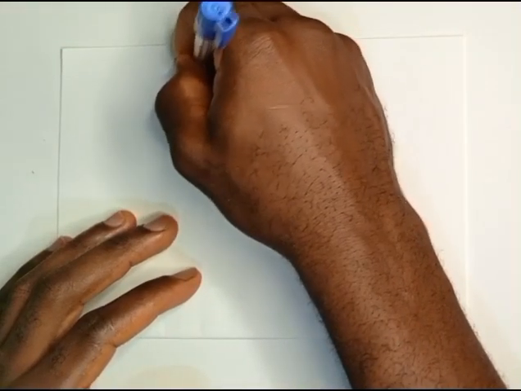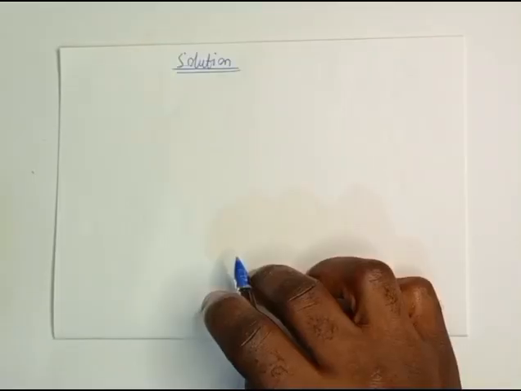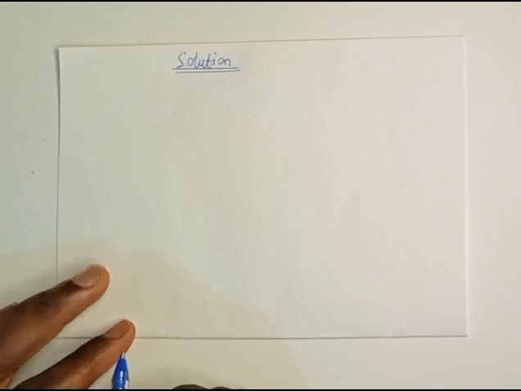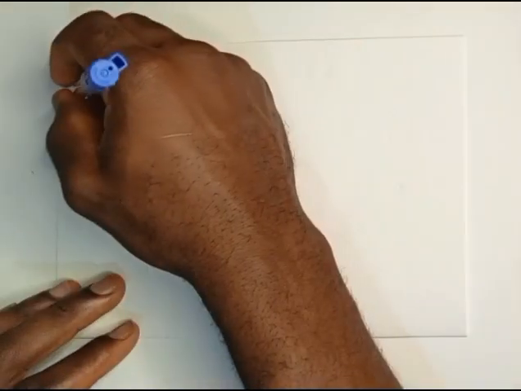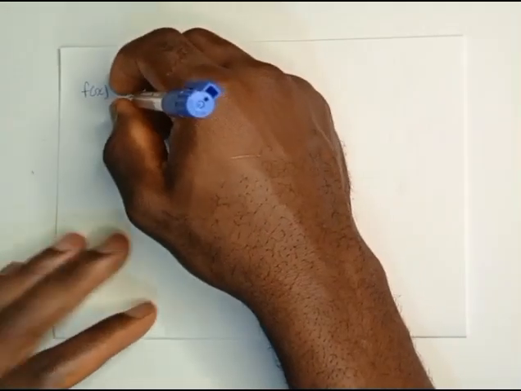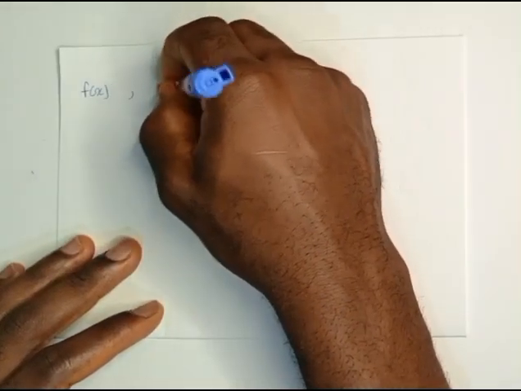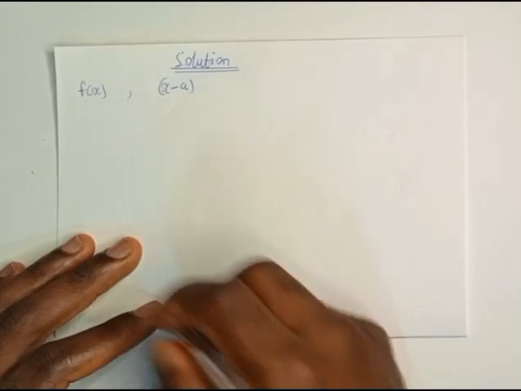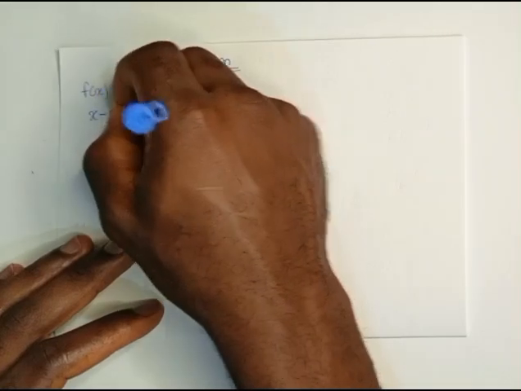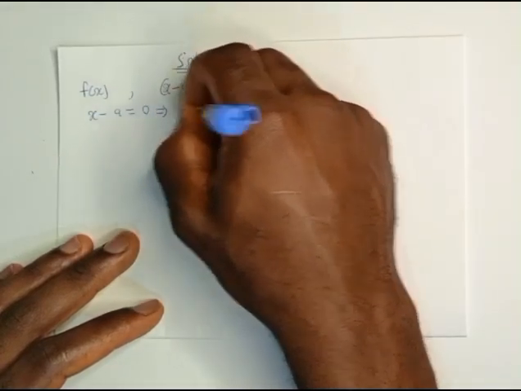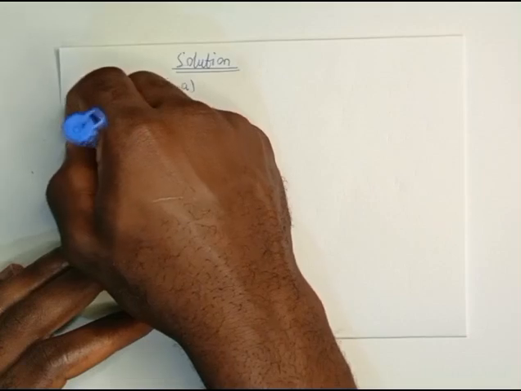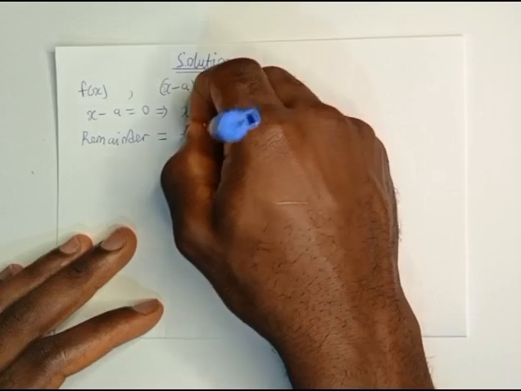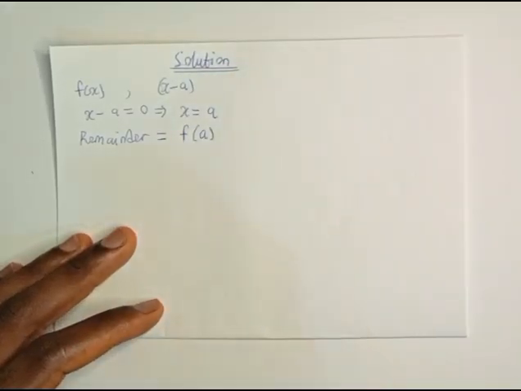Take solution. For us to answer this question, we are going to make use of the remainder theorem. The remainder theorem states that if a polynomial f of x is divided by x minus a, then for us to get the remainder, we equate x minus a to 0, and this will give us x equal to a. The remainder will simply be equal to f of a. This is the remainder theorem. We are going to make use of it.